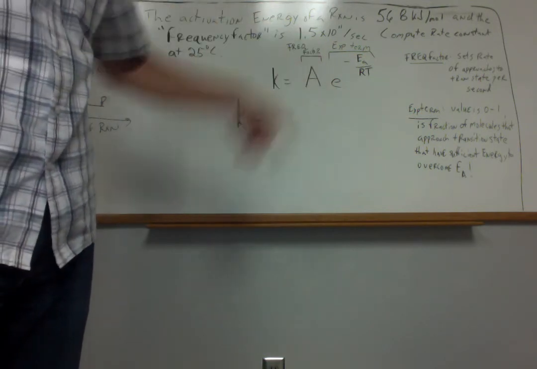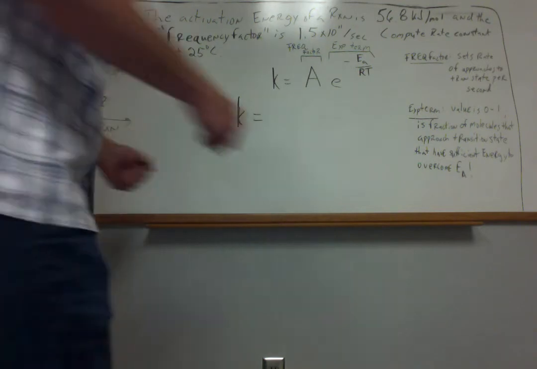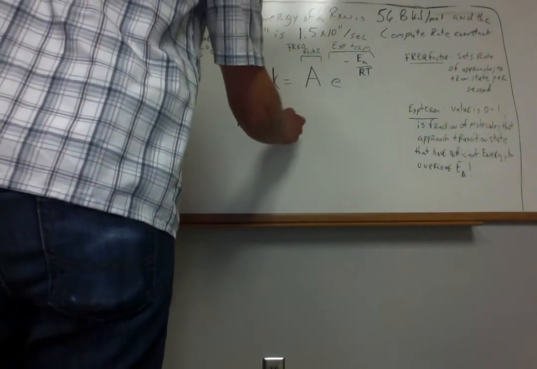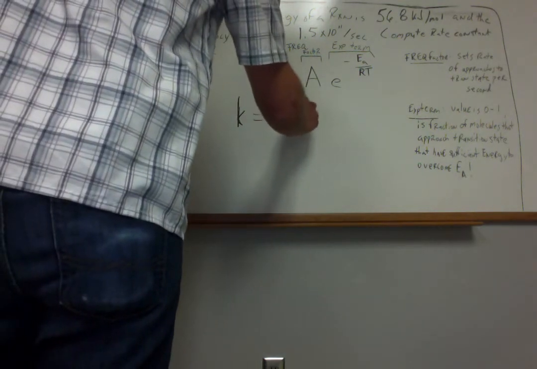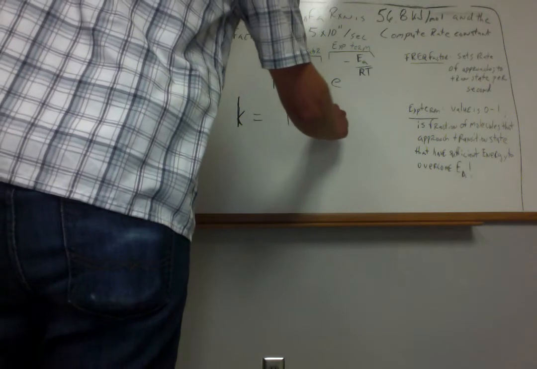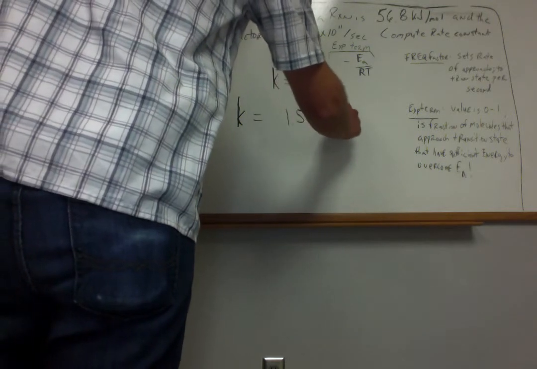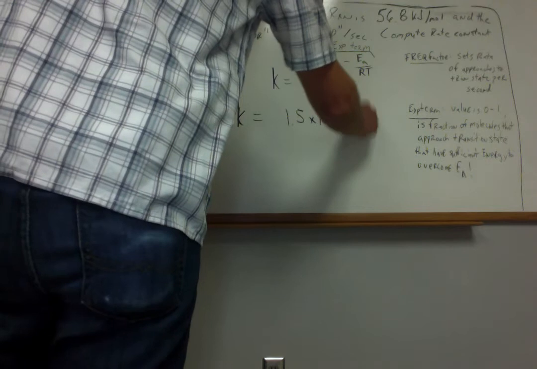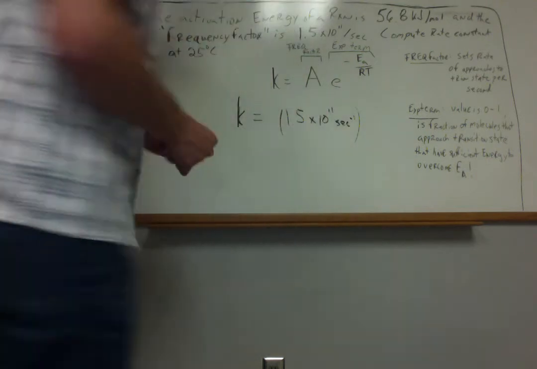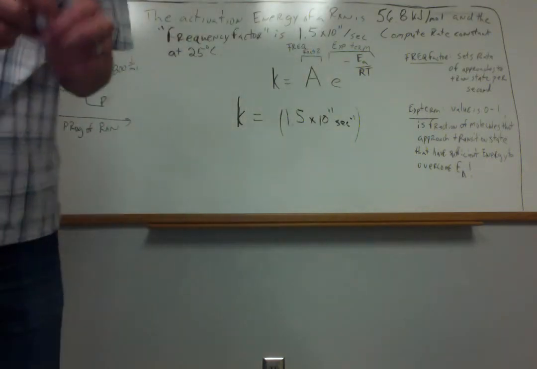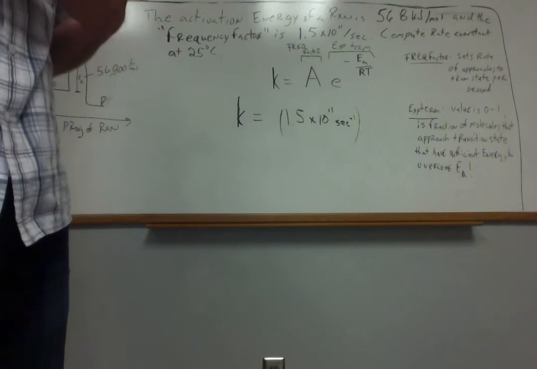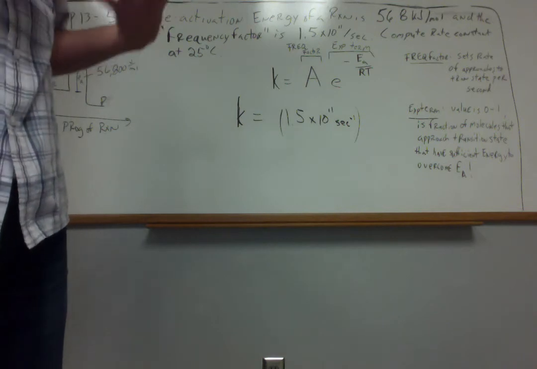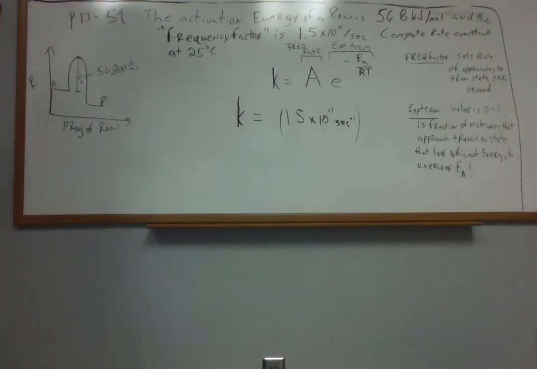So it's going to have this value of 1.5 times 10 to the 11th. I could even write that in here to get ahead of myself. Units of per second on that. And what that number tells us is the rate of molecules approaching this transition state per second.